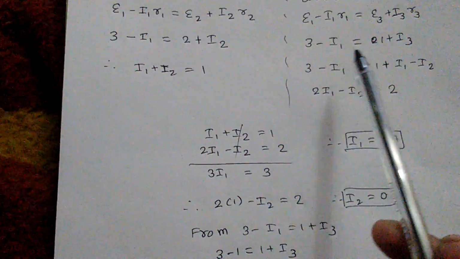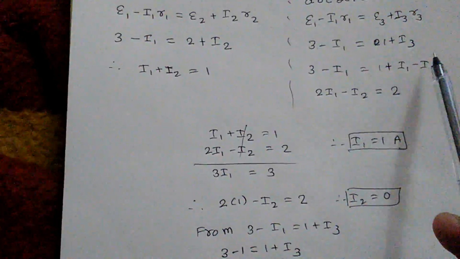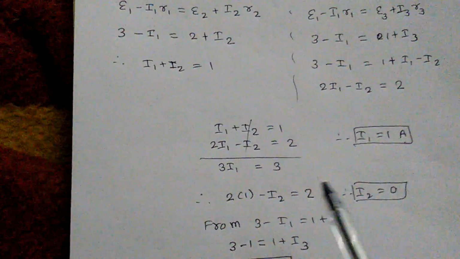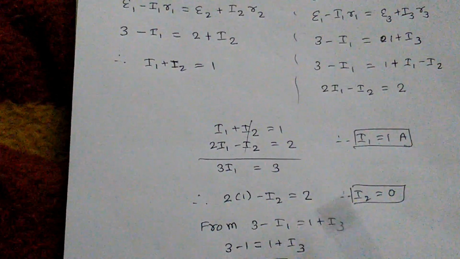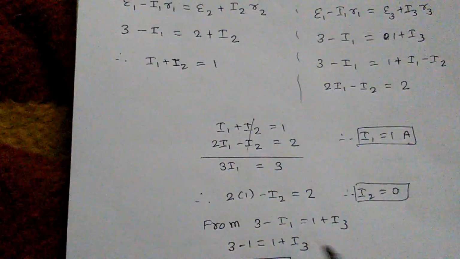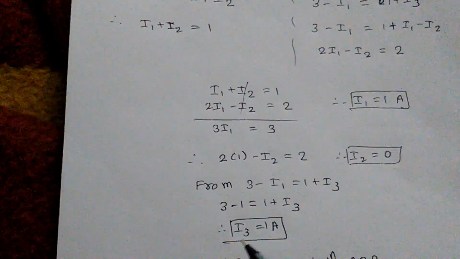And if we consider this equation, 3 minus I1 is equal to 1 plus I3, and we put in the value of I1, that is 1 ampere. So 3 minus 1 is equal to 1 plus I3, and that's why we can say that I3 is equal to 1 ampere.